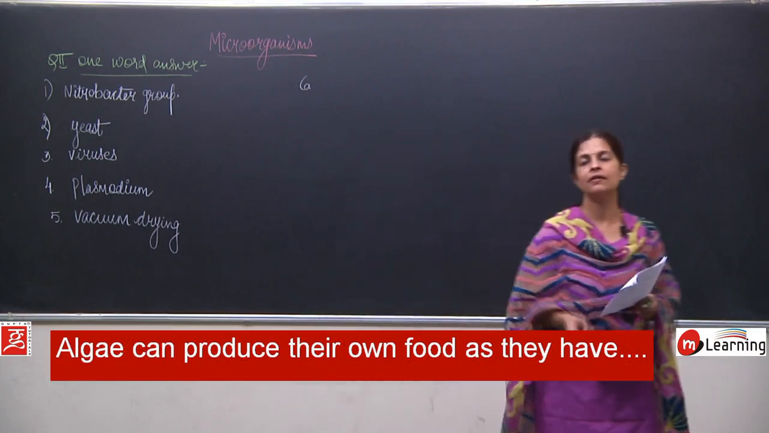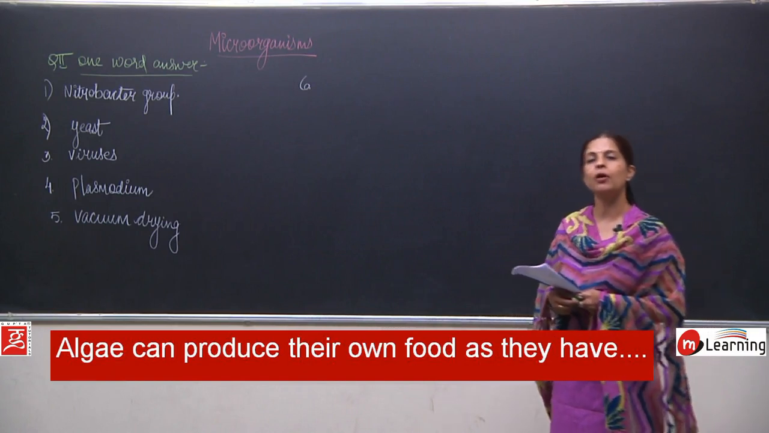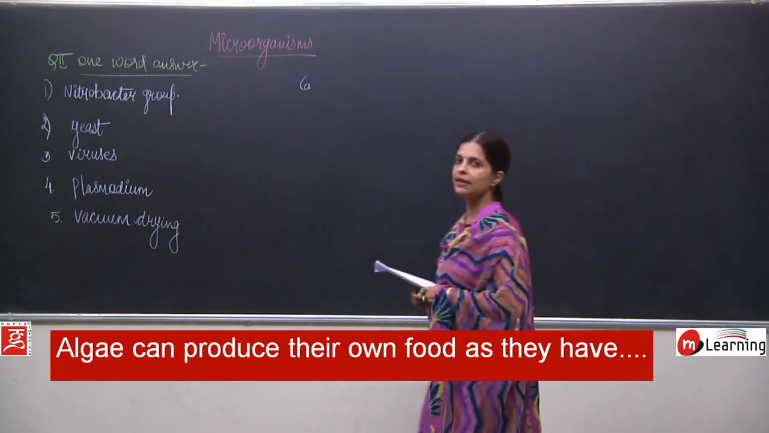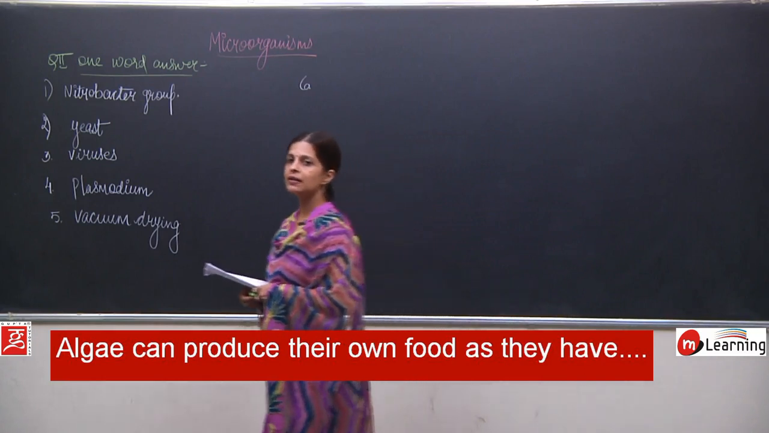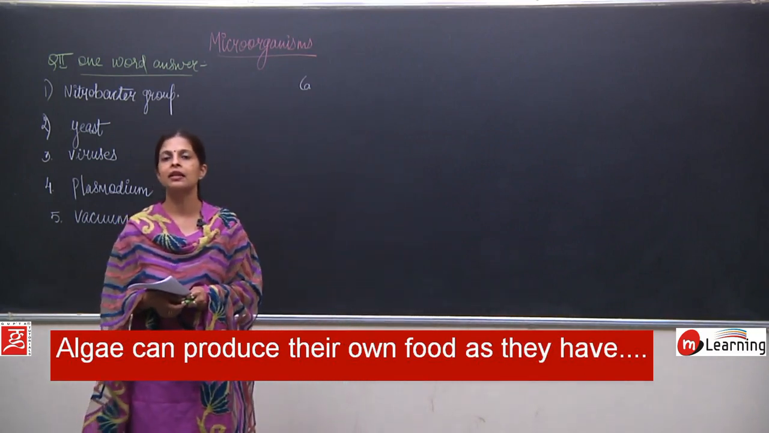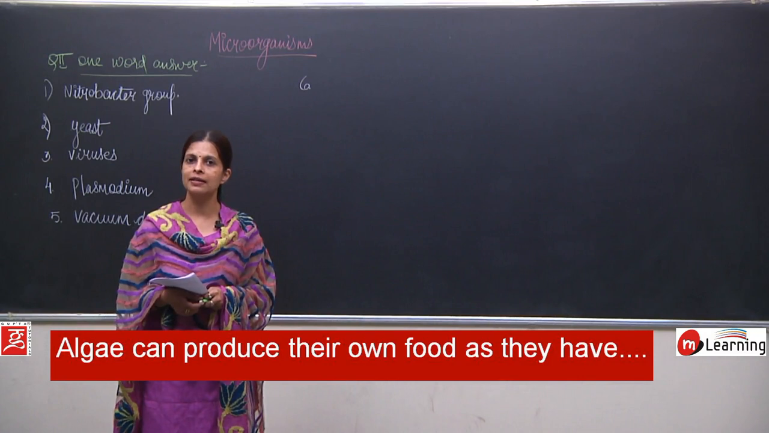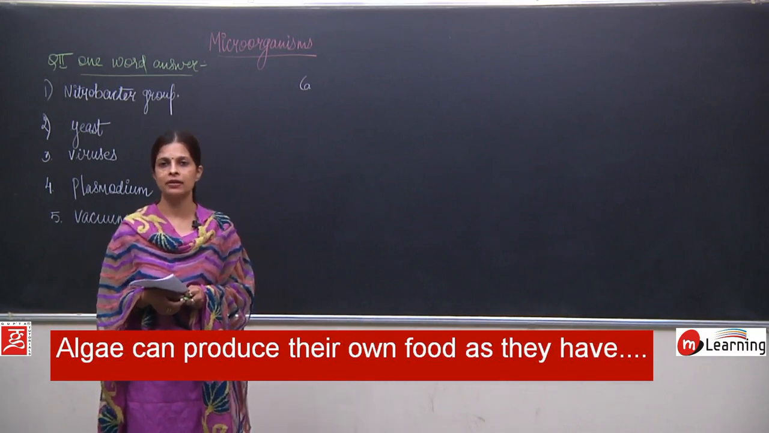Euglena doesn't have a cell wall, which is a very, very important characteristic of the plants. That is the reason Euglena is not considered as a plant. It is considered as an animal microorganism.